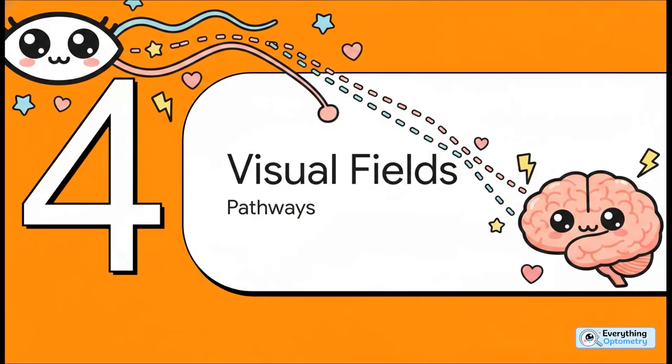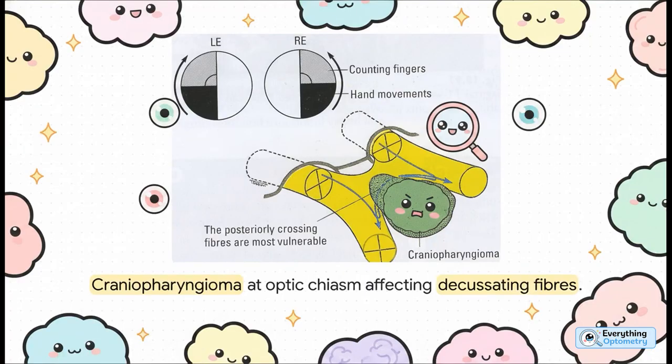Section 4, visual fields and pathways. Let's connect the dots between the eyes and the brain. This is exactly why visual fields are so incredibly vital. Take a physical lesion, like a craniopharyngioma, for example.